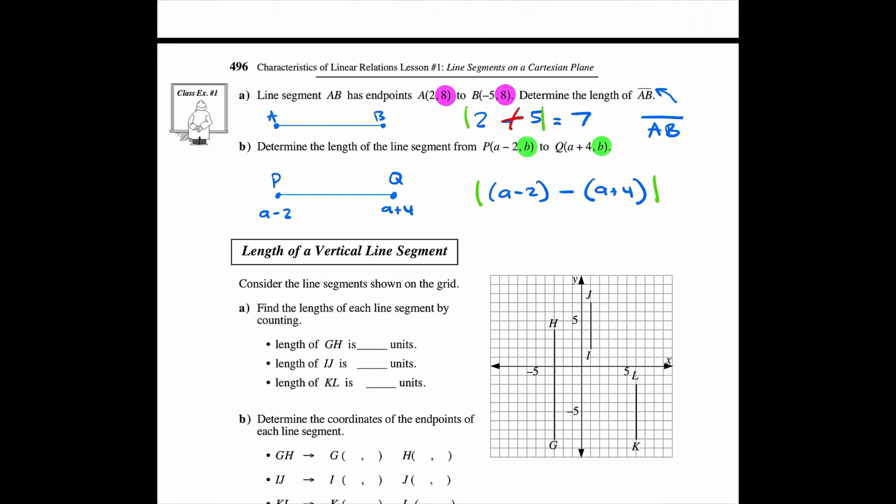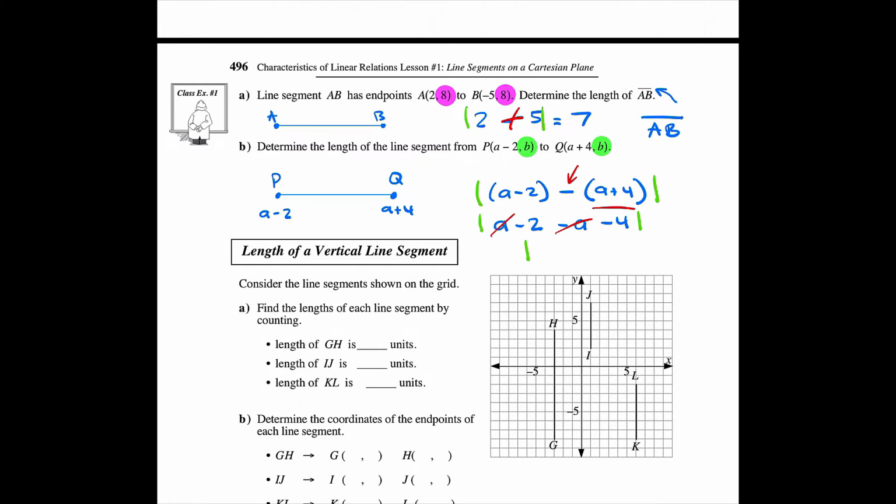Okay, now this is going back a couple of units. Because of this minus sign that's in the middle here, I have to change the signs of everything within that binomial. So this is going to be a minus 2 minus a minus 4, and I want the absolute value of that. Okay, and now what we have is an a and an a, so an a and a negative a. Those are just going to cancel each other out. And I'm left with a negative 2 and a negative 4.